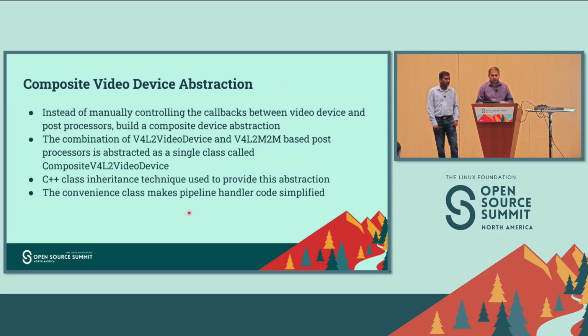That's where the composite video device abstraction comes into place. Instead of manually controlling the callbacks between the video device and post-processors, how about building a composite video device abstraction? This is a combination of a V4L2 video device, a class in Libcamera used to control a V4L2 video device, and V4L2 mem-to-mem based post-processors. All this functionality gets abstracted into a single class called Composite V4L2 video device. This is a C++ class, and it uses standard inheritance techniques to provide this abstraction.